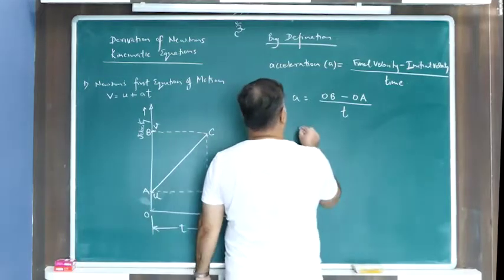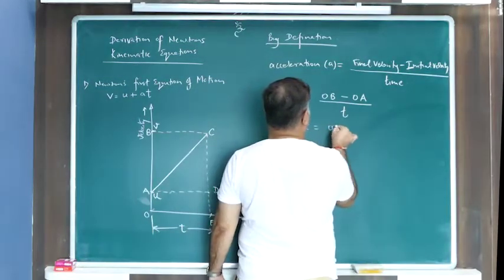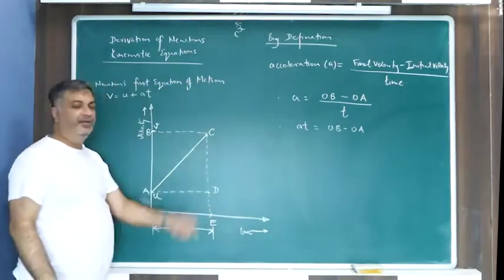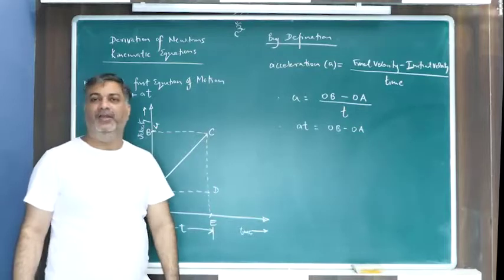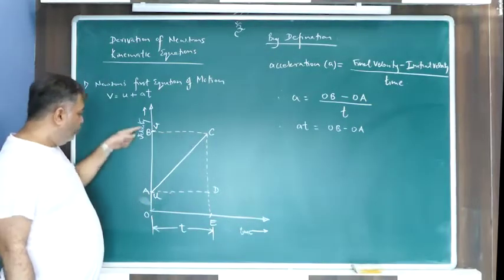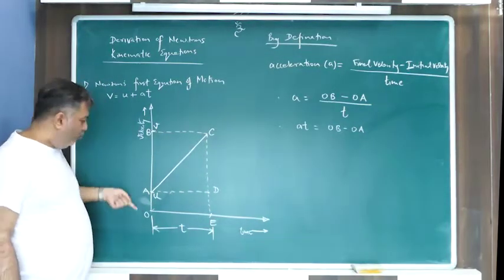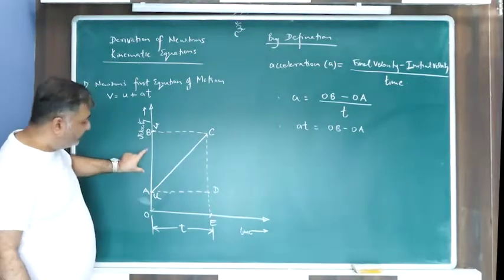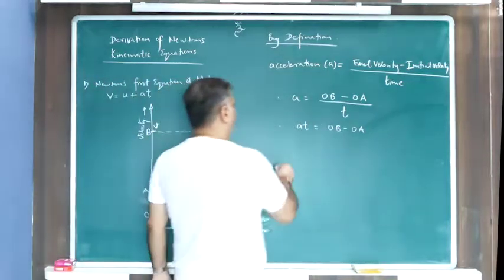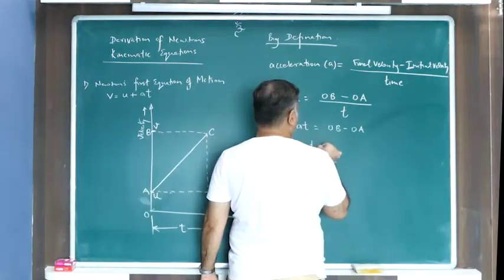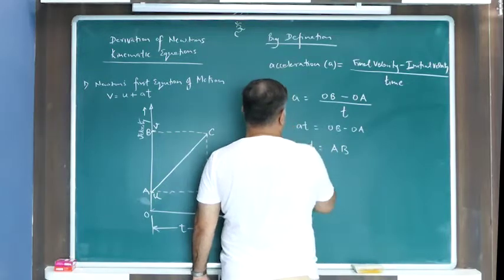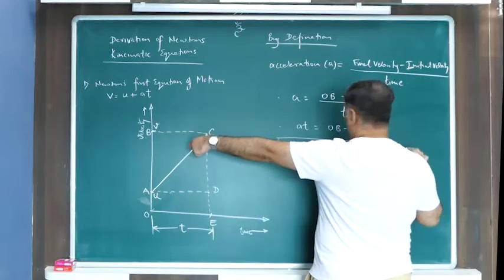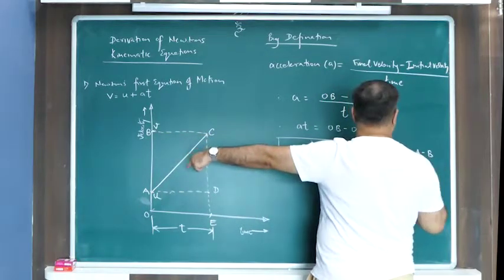Now, at is equal to OB minus OA. Right? So when I take the t across, what do you get? at is equal to OB minus OA. Now, what is OB minus OA from the figure? From OB, you subtract OA. What remains? AB. So I get at is equal to AB. Why? Because of the betweenness property.